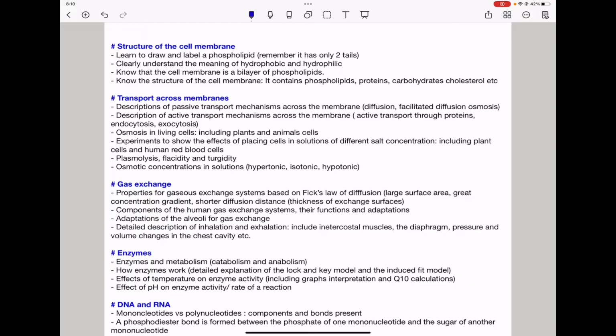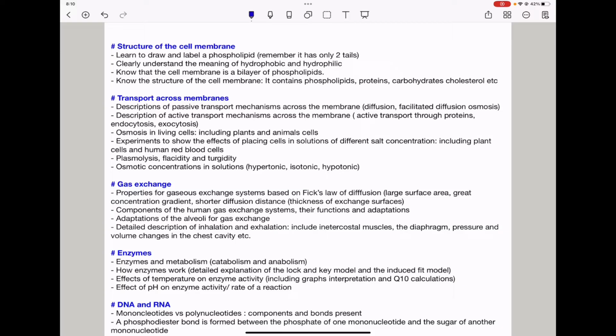Moving on to gas exchange, you need to know the properties for gaseous exchange systems based on Fick's law of diffusion. Properties like a large surface area to volume ratio, greater concentration gradient, the shorter diffusion distance or the thickness of the membrane.